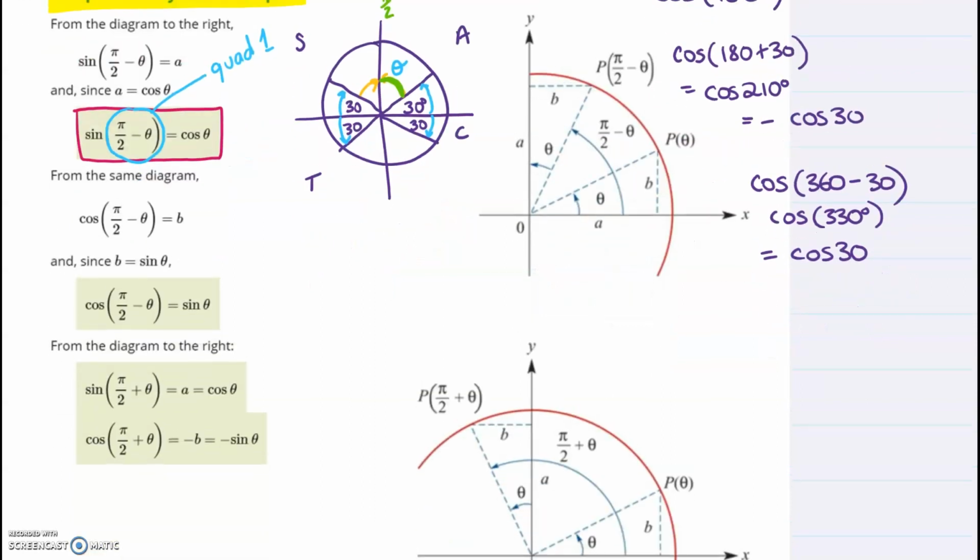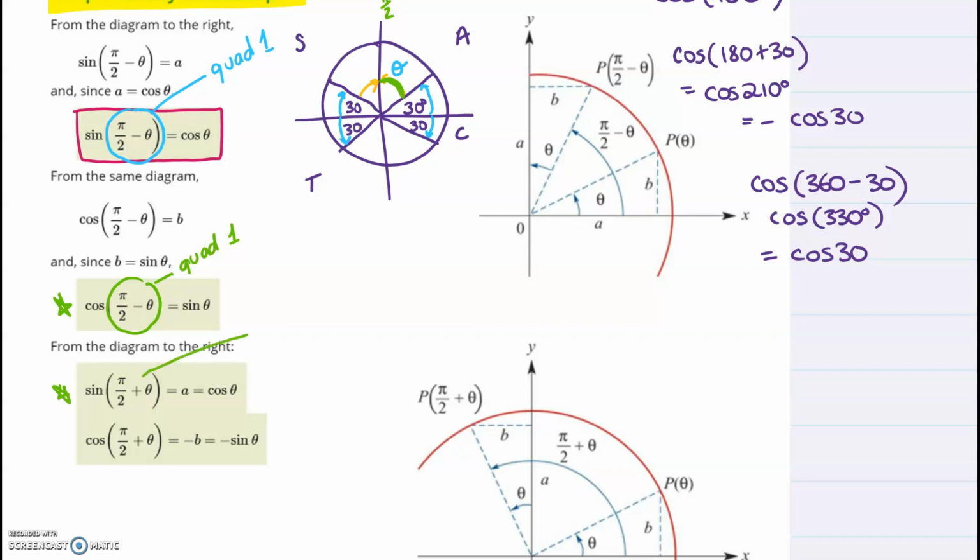If I come down to this next one down here, cos of pi on 2 minus theta. Pi on 2 minus theta, we've just said, well, that's something that's in quadrant 1 where cos is positive anyway. So it will just be sine of that angle theta. Going further down, this next one, sine of pi on 2 plus theta. This is putting something into quadrant 2. So in quadrant 2, sine, that's what they're asking for, is positive. So we're going to switch it to cos. It'll just be cos of this angle theta. But I don't need to make it negative because sine is positive in quadrant 2.